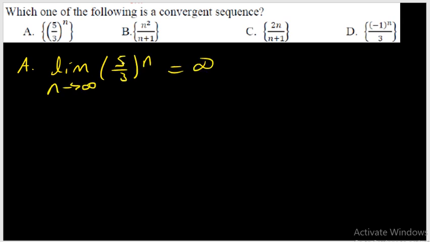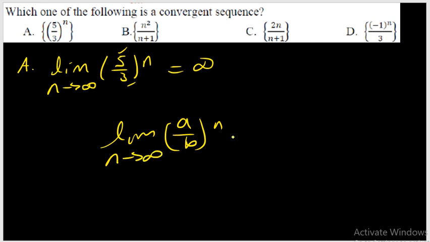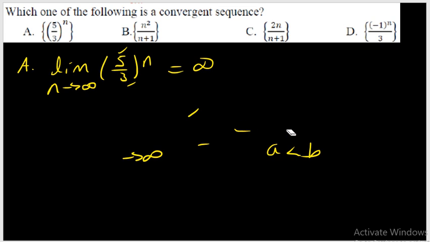Okay, the next sequence question again. It says, which of the following is a convergent sequence? Let us see one by one. A, the limit of 5 over 3 to the power of n as n goes to infinity. This will be infinity because the numerator is larger than the denominator. In the case of a over b to the power of n, as n goes to infinity, if a is less than b, if the numerator is smaller than the denominator, then the limit will be 0. But if the numerator is larger, it gets larger and larger, and finally it will be infinity. So it's not convergent, it will be divergent.